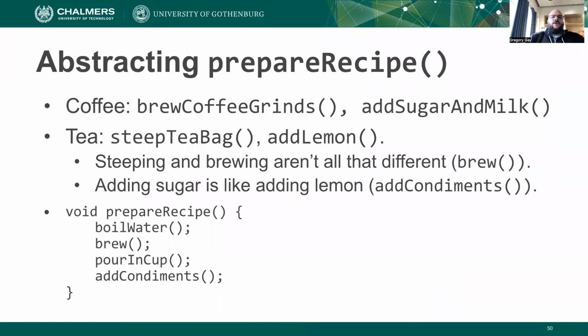Right? So for our coffee, we have brew coffee grinds, add sugar and milk. For our tea, steep tea bag, and add lemon. These aren't really all that different. These are really just brewing something and adding different toppings, well, those adding toppings no matter what. So what we really have here is the same process. We have this new prepare recipe method with our 4 steps: boil water, brew something, pour it in the cup, add condiments. Make this a little more reusable in general.